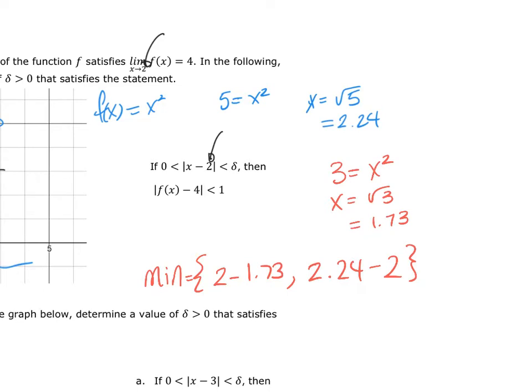Tell me which one is the lower number. When I do that subtraction, which one is the smaller number? So 2 minus 1.73, what do you all get? 0.27. And then I do 2.24 minus 2. My delta is going to be the minimum of these. Which one's the minimum of these? 0.24. So for this one, my delta is not going to just simply be, let's plug in 1 on either side, or let's plug in 2 on either side. It is the smaller of the two.